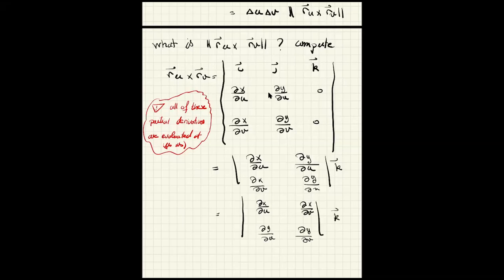I mean, compute this determinant here, right? It's going to give you the same thing. Multiply this by this minus this times this. This times this minus this times this is the same thing as this entry times this entry minus this entry times this entry. It's the same thing. We just, yeah.